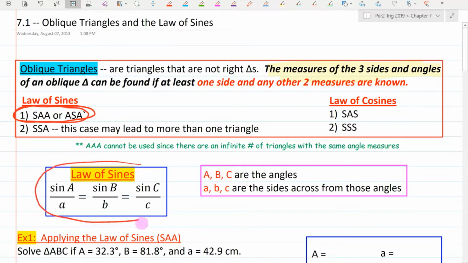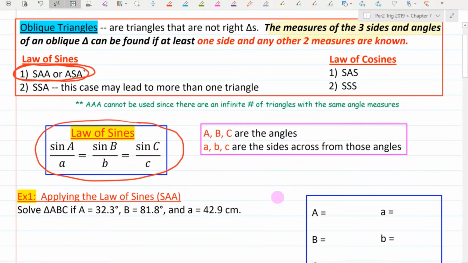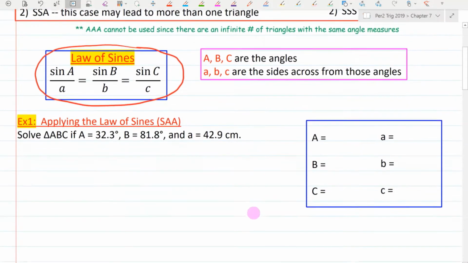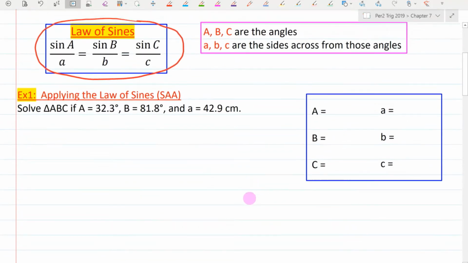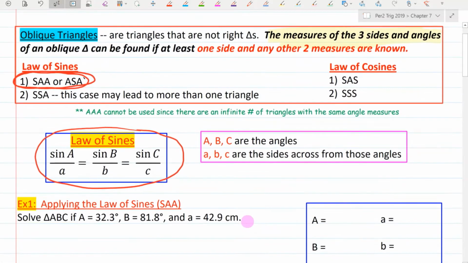So law of sines is sine of A over a equals sine of B over b equals sine of C over c. It's actually the easiest way to solve everything. They don't have to be right triangles, and you can solve a majority of the triangles by using law of sines. All right, so capital A, B, and C are the angles, and lowercase a, b, and c are the sides, and they're across from one another.